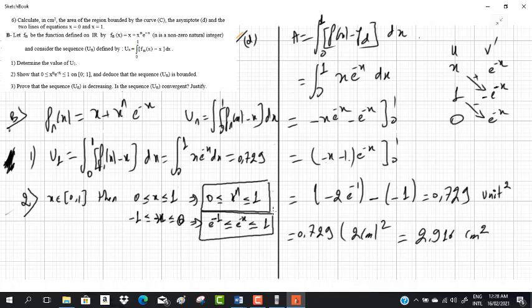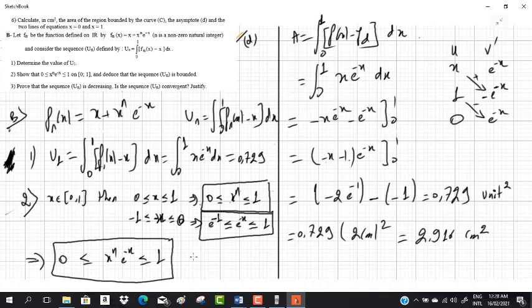These are two positive boundings, so we can multiply them. Multiplying them together gives 0 times e^(-1), so 0 is less than x^n e^(-x), which is less than 1 times 1, which is 1. And this is how we did the proof.